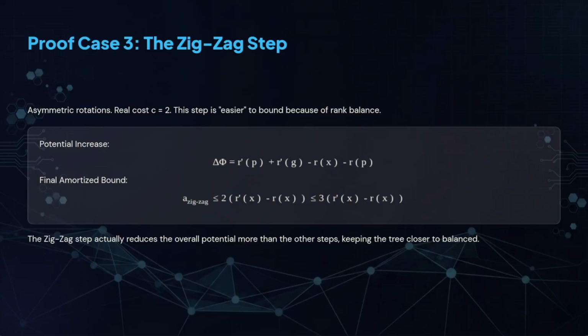Interestingly, the zigzag step reduces tree imbalance even more effectively. The tree becomes much more balanced afterwards, which triggers a large decrease in global potential. The massive drop in potential helps pay for the 2 rotations. So even though the real physical cost is 2, the amortized cost still remains safely logarithmic.